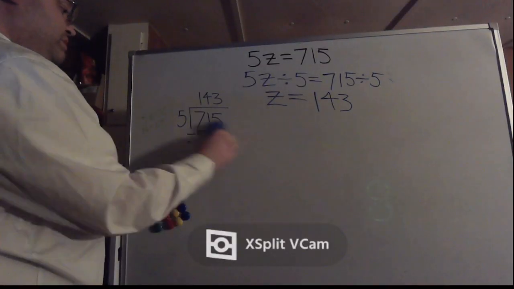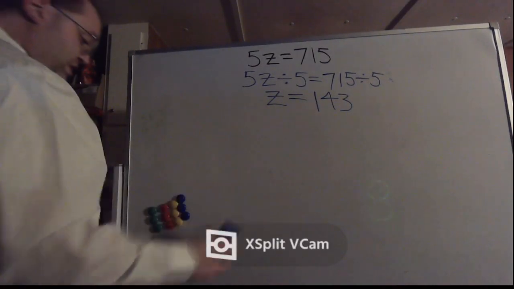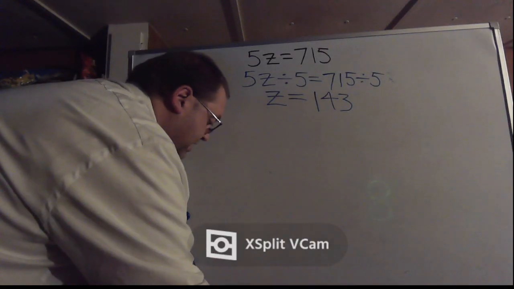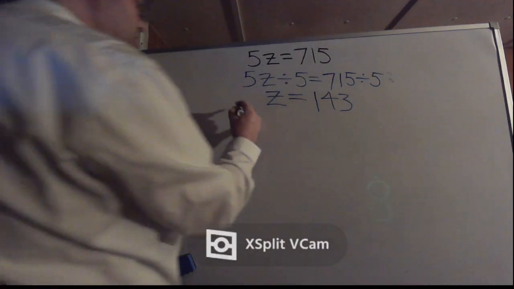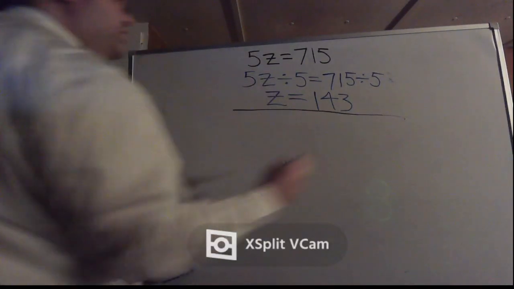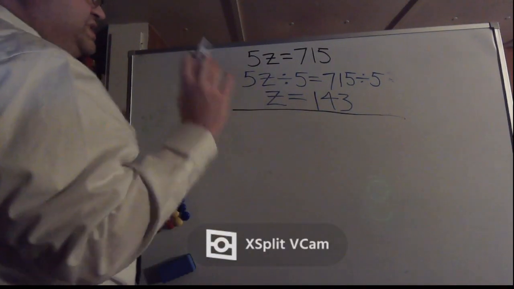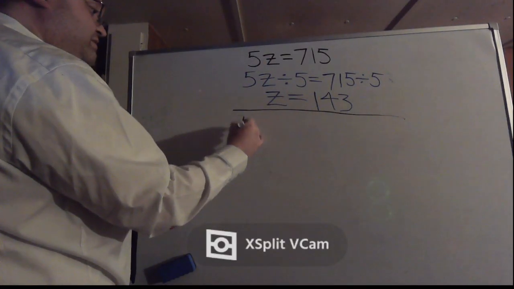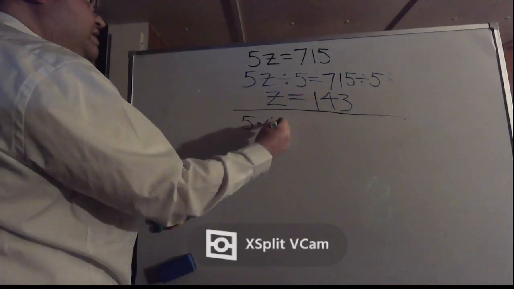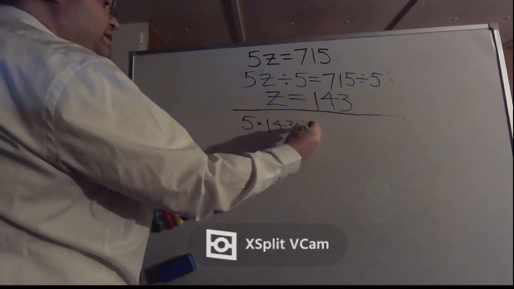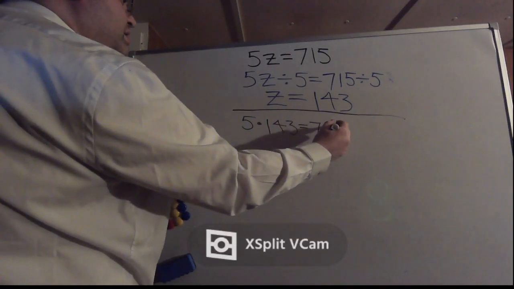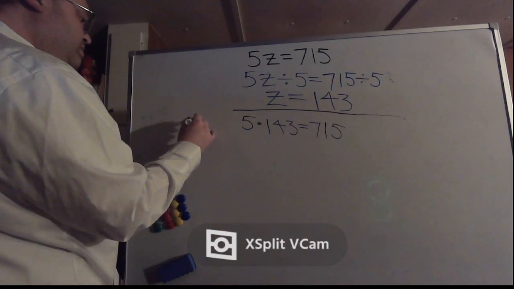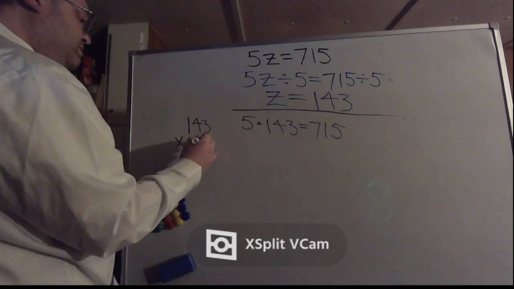And again, just for good measure here, let's check our work. Let's verify that 143 is the answer. So you stick that 143 in for where you saw z. So you'll have 5 times 143 equal to 715. Well, is that actually the case? Let's find out. On the side, we'll do 143 times 5.